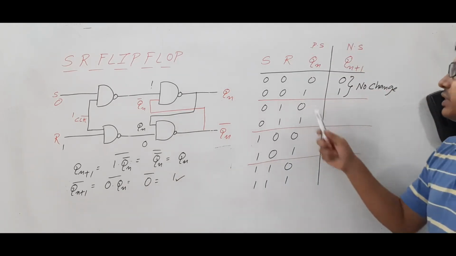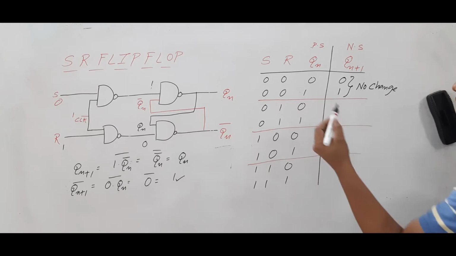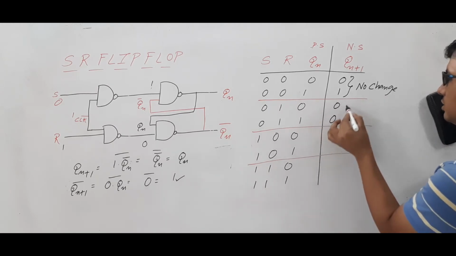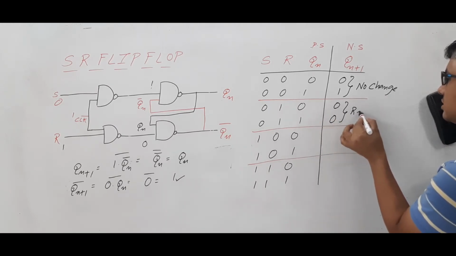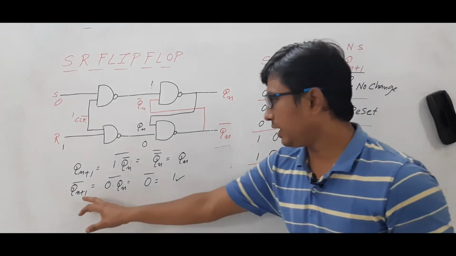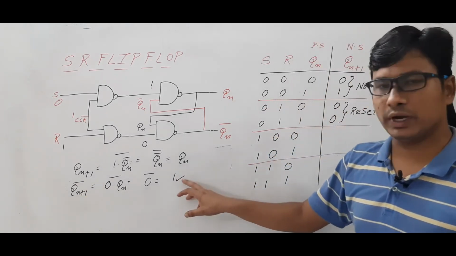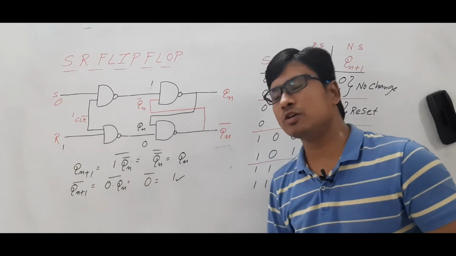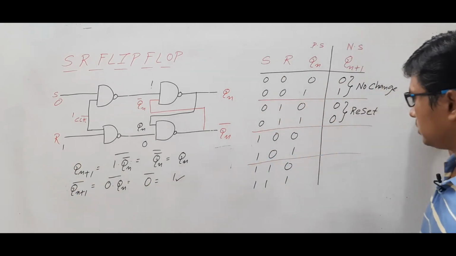So whatever the Qn value will be, the next state will produce 0. So this state we will call reset. I hope you are following with me, because Qn plus 1 complement is producing 1, then its complement, 1's complement, 0 it will produce. Okay.